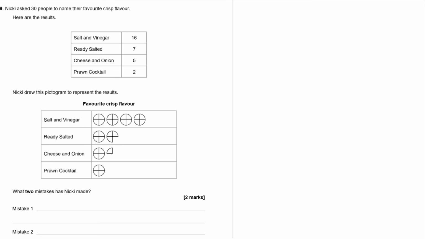Now, first off, I get what Nikki meant. This salt and vinegar here is meant to be 16, and she's done kind of 4 big crisp shapes, and then divided them into 4 pieces. So, I guess what she meant, or he meant, I don't know what Nikki is, is that they're meant to be big crisps divided into 4. So you've got 4, 8, 12, 16 there. But I'm only guessing because there's no key. There should be a key saying what that crisp symbol means.